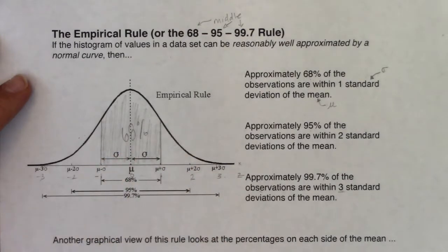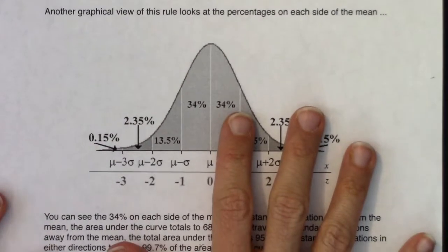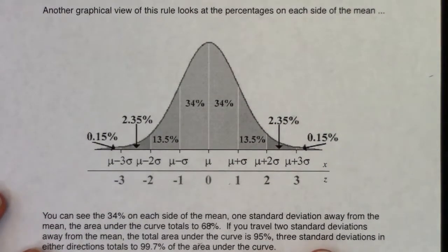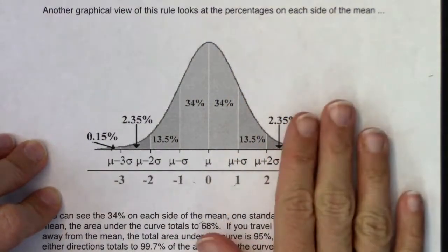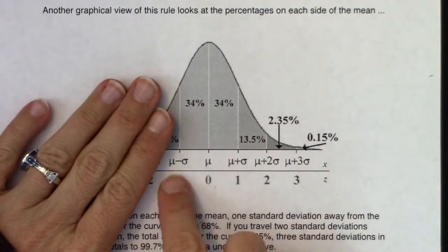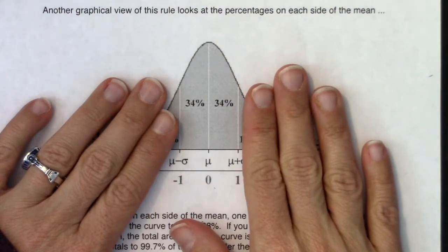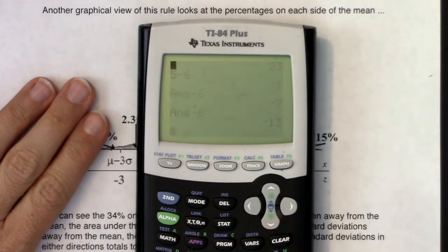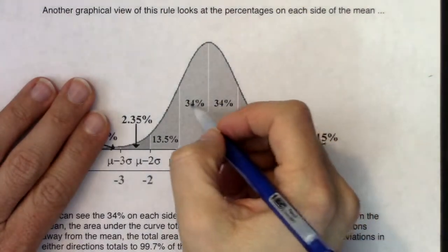You might be like, how on earth did she get that? Well, let me explain. Let's take a different view of this bell curve. Another graphical view of this rule looks at percentages on each side of the mean. So go with me. If we were going 1 above, 1 below, within 1 standard deviation of the mean, and we got the middle 68%, I think you could see through symmetry, it's 34% on a side. And if you're not quite sure where I'm getting 34%, if we had 68% total and we divided it by 2, that would be 34% on a side. So here's the middle 68.